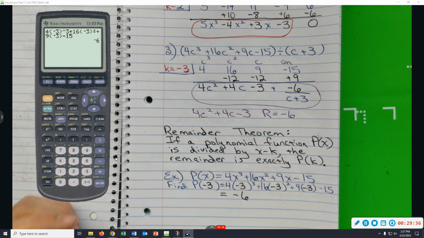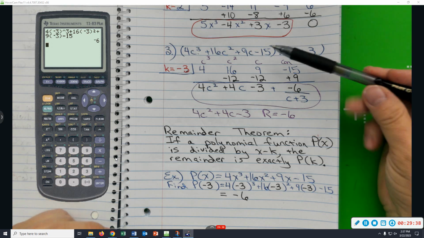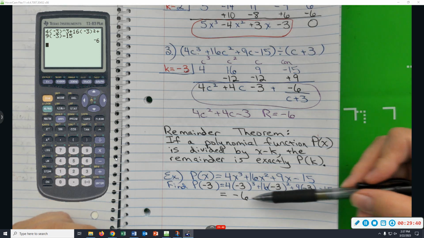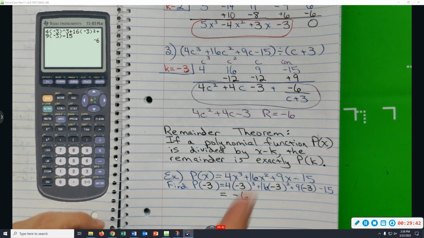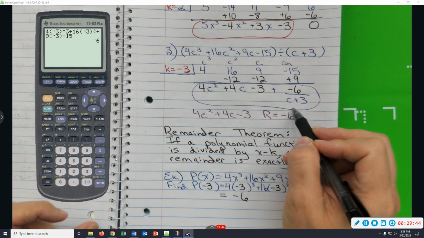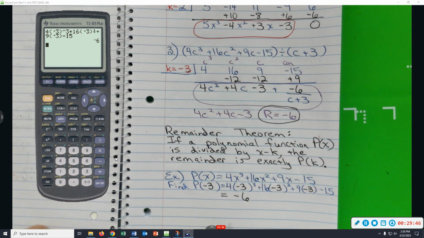Wow. A moment ago, we were looking at the same function, and we saw negative 6. Where was that? Wasn't that, yeah, right there. Oh, there it is, the remainder. That's what the remainder theorem is saying.